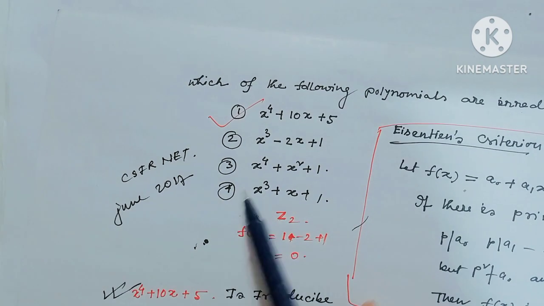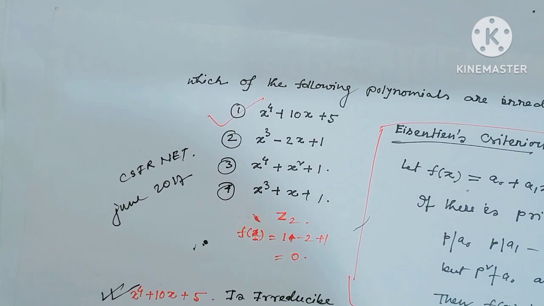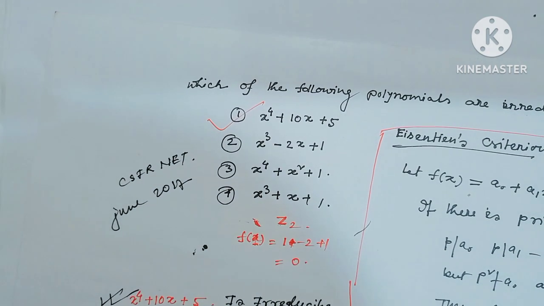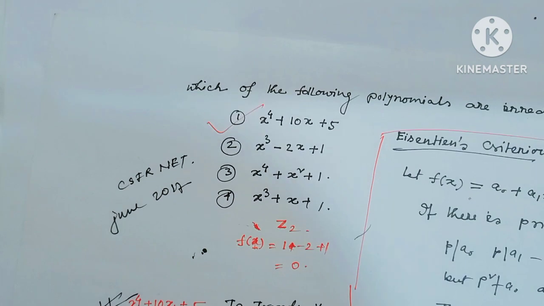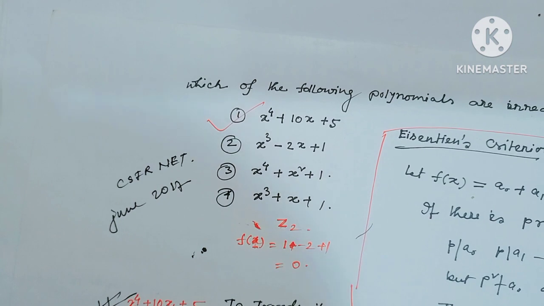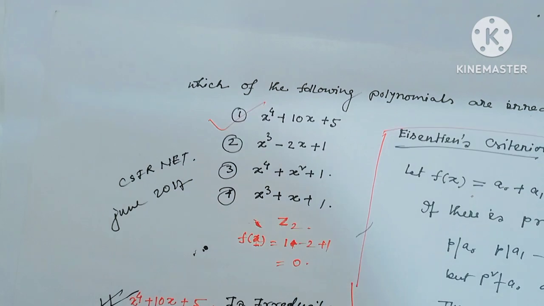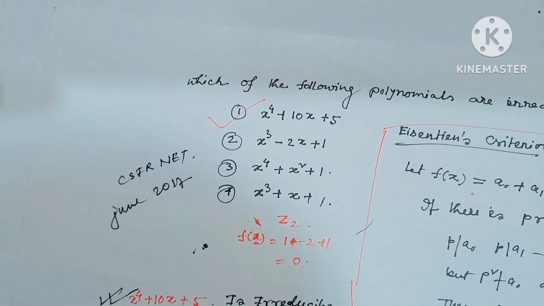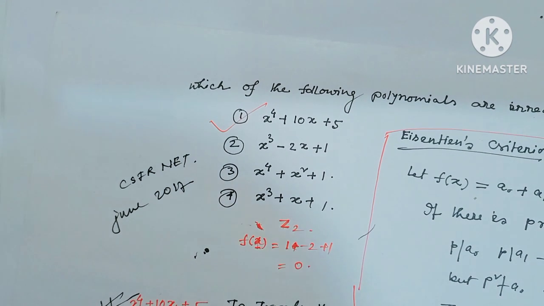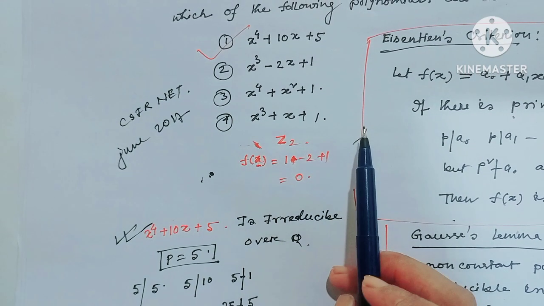Now let's come back to our third option, x to the power 4 plus x square plus 1. Few minutes ago I have seen that it has no root in Z2[x]. This is true obviously, but it is written as a product of two polynomials, x square plus x plus 1 times x square minus x plus 1. So this polynomial is not irreducible. Now the fourth is x cube plus x plus 1.